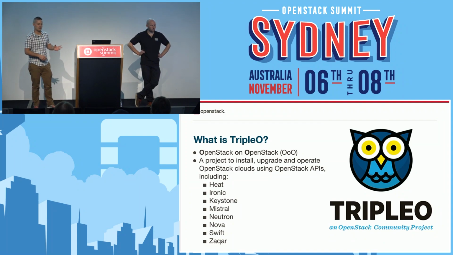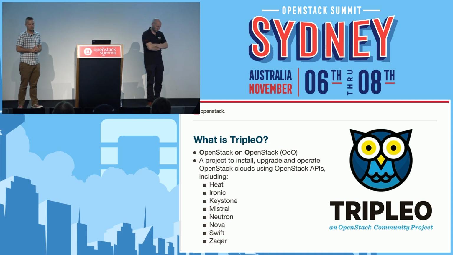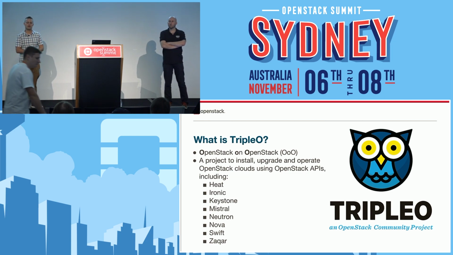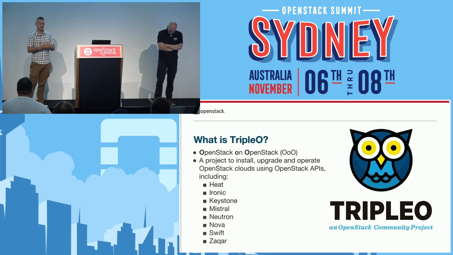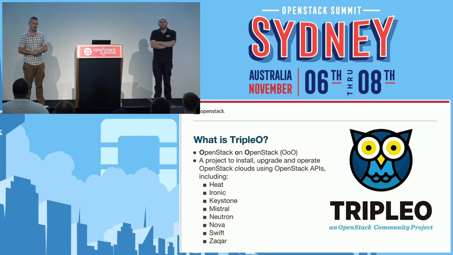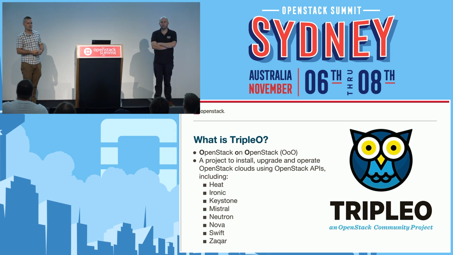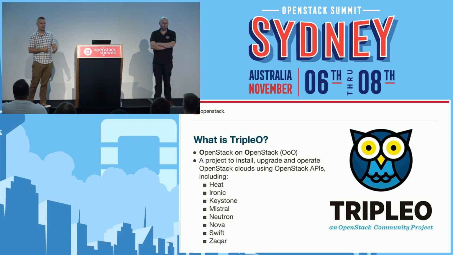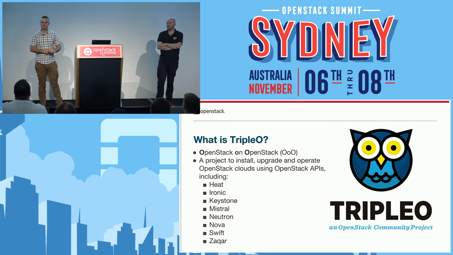But first of all, what's TripleO? This is a very quick introduction. I'm not going to go into details, but if you don't know what TripleO is, this is not just an installer. This is a project that aims to install and also to operate and upgrade OpenStack in production. One of the particularities of TripleO is that we use the OpenStack APIs to control some resources, including Heat, Ironic, Nova, Keystone, and so on. So that's the official logo, which is awesome, right?